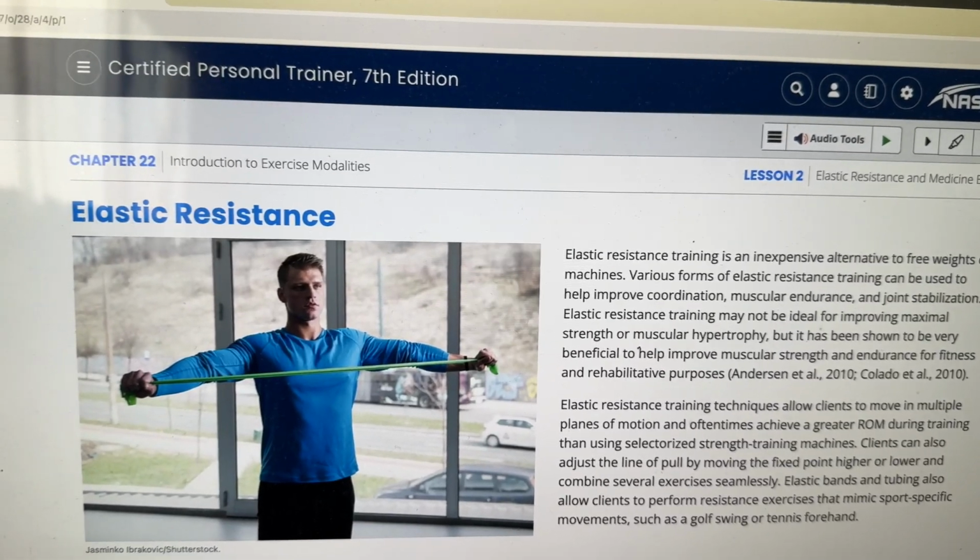Chapter 22, Lesson 2, Elastic Resistance. 5:15 right now, 6 pages. See you guys in probably another 30 minutes. I'm going to read this. We're going to do the test. I'll be back.